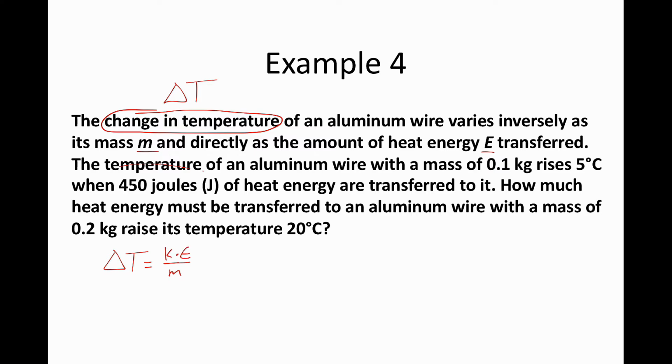For the rest of it, we're going to say the temperature of an aluminum wire with a mass of 0.1 kilograms rises 5 degrees Celsius when 450 joules, capital J, of heat energy is transferred to it. Well, let's start plugging that in. So, temperature rises 5 degrees, not 50, sorry, 5 degrees Celsius equals k. We still don't know what k is. Our energy is 450 joules. So we've got k times 450 over our mass of 0.1 kilograms.